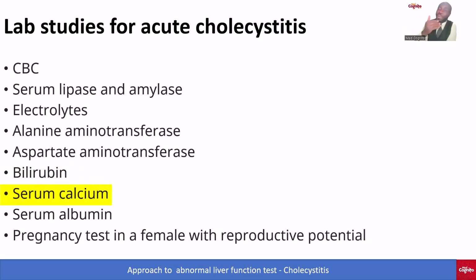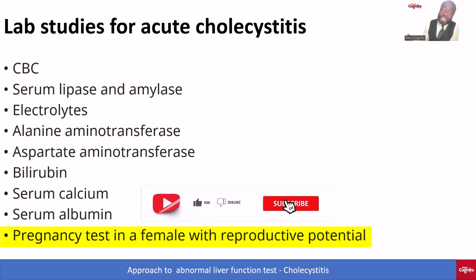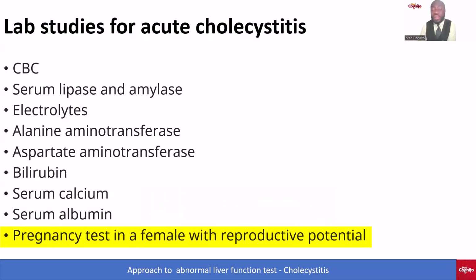So serum calcium must also be checked, serum albumin, and pregnancy test in a female with reproductive potential. Remember, if the patient is a female of reproductive potential and has any form of abdominal pain, whether right upper, lower, wherever, make sure that you also do your pregnancy test.